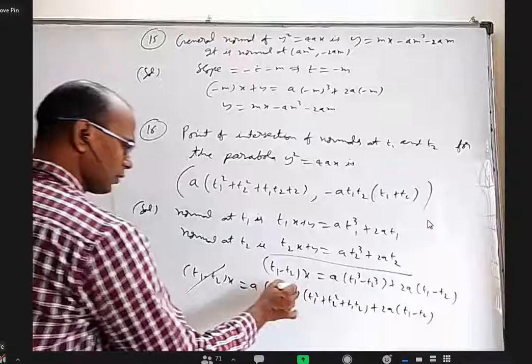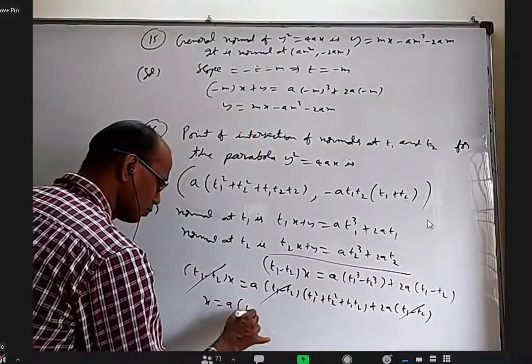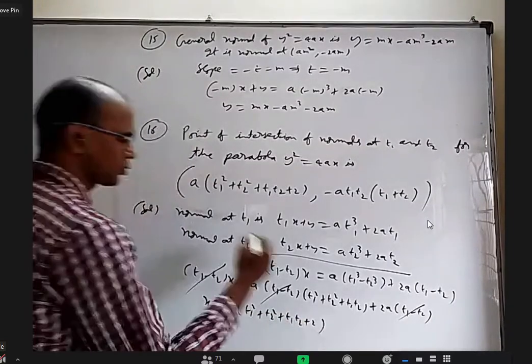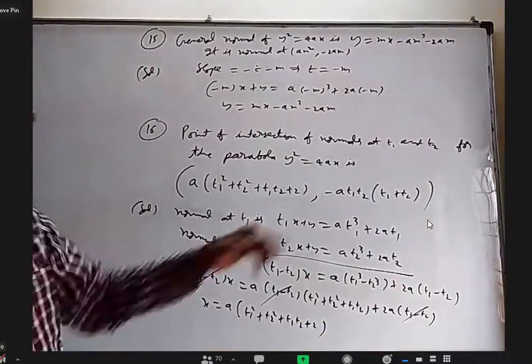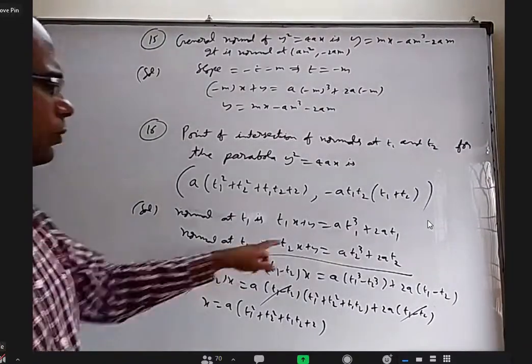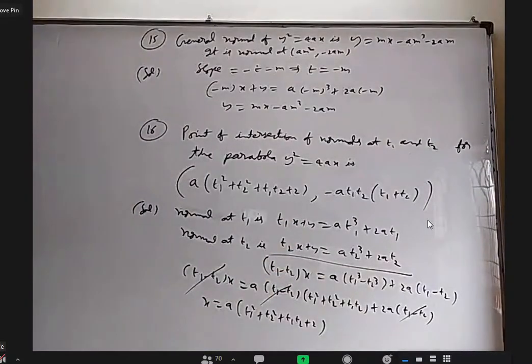You can cancel t1 − t2 everywhere. You will get the x coordinate as a into (t1² + t2² + t1t2 + 2). Either you can substitute that in place of x and simplify it, or you can multiply this with t2, this with t1, and subtract to get the other.